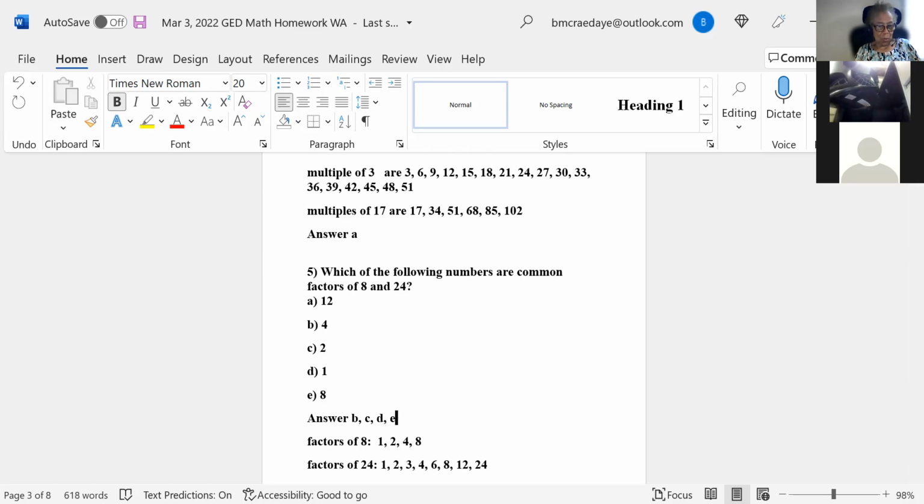You don't see 12 as a factor of 8. It's a factor of 24, but not of 8. So the only one you would leave out would be A, because 12 is not a factor of 8 and 24. It's only a factor of 24. So your answers would be B, C, D, and E, because the factors they have in common are 1, 2, 4, 8. Got it?